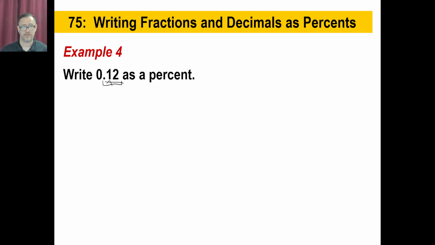Okay, this part here is the tenths. This is the hundredths. Well, by definition, if you read something off as 12 hundredths, guess what percent it is? 12. That's 12%. There you go.